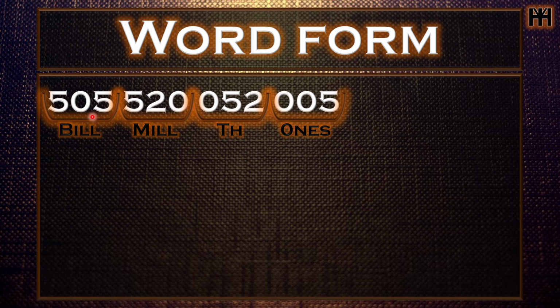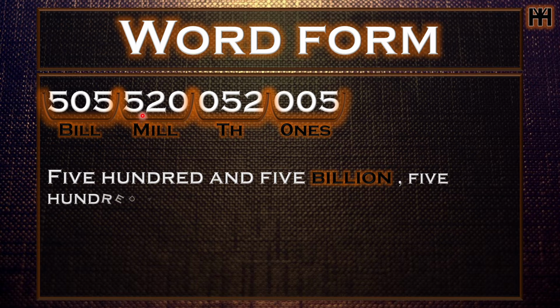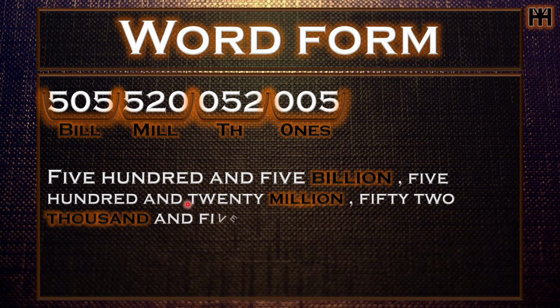Divide them in 3s, and start here. We have 505 billion, and 520 million, and 52,000 and 5 normal ones. So it's 505 billion and 520 million, 52,000 here, and 5. See how easy it is?